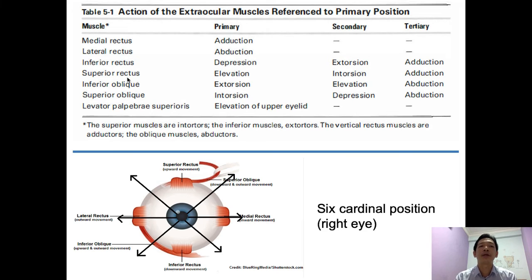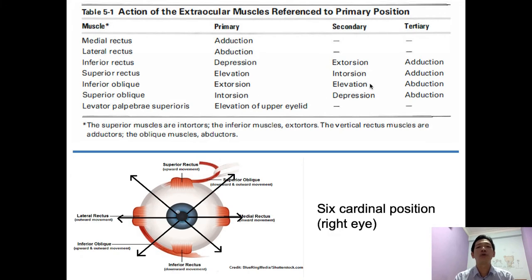The extraocular muscles are easier to divide into the rectus muscles first and also the oblique. The rectus muscles are divided further into the horizontal rectus and the vertical rectus muscles. The horizontal rectus muscles only have a primary action, whether it's adduction or abduction. Straightforward. The vertical rectus muscles have primary, secondary, and tertiary actions. For the inferior rectus and superior rectus, the primary action is either depression or elevation, then the secondary is a torsion movement, and after that only is abduction or adduction. For the inferior oblique and superior oblique, the primary action is actually torsion first.